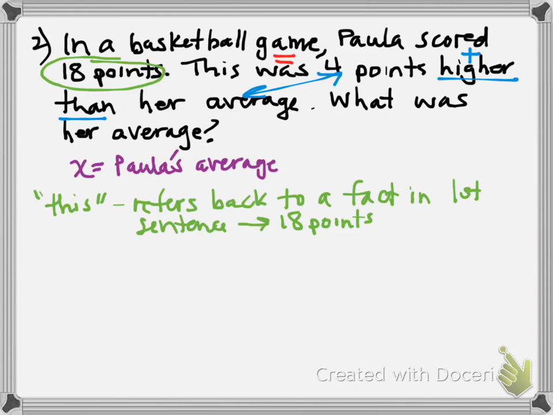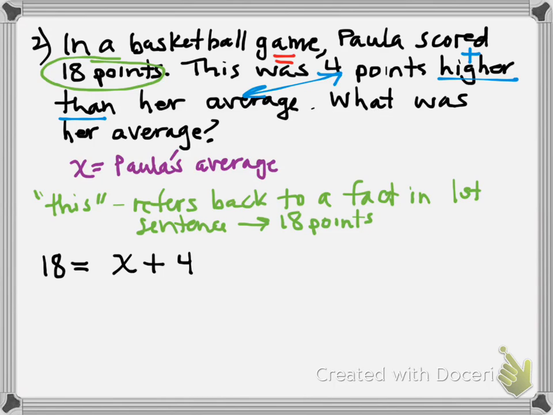This, meaning what happened in the sentence before, 18, was, equals, and then we've got the plus for addition, 4 points higher than her average. We're going to switch the place: 4 goes in the back, and her average, which we used as X, is in the front. And now we're ready to solve.